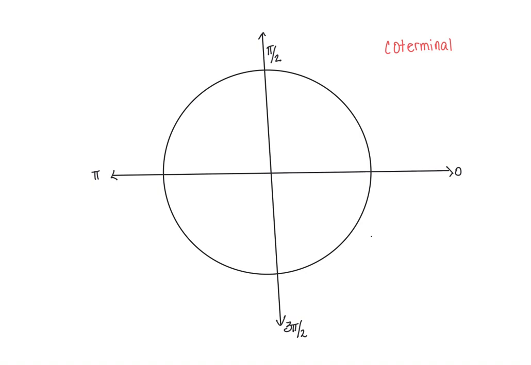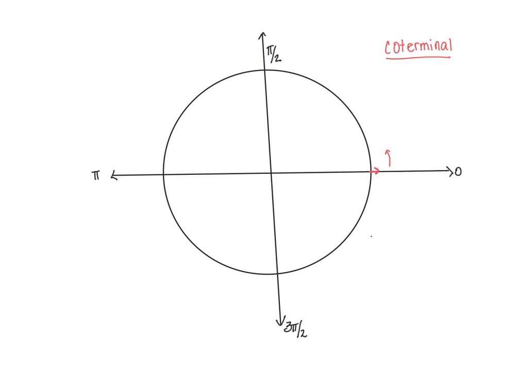Okay, so first we're going to talk about the term coterminal. Coterminal means that they are going to start and end at the same point. So when we're talking about typically a unit circle situation, we're always going to start here at our 0 on the x-axis, and we're going to go counterclockwise.